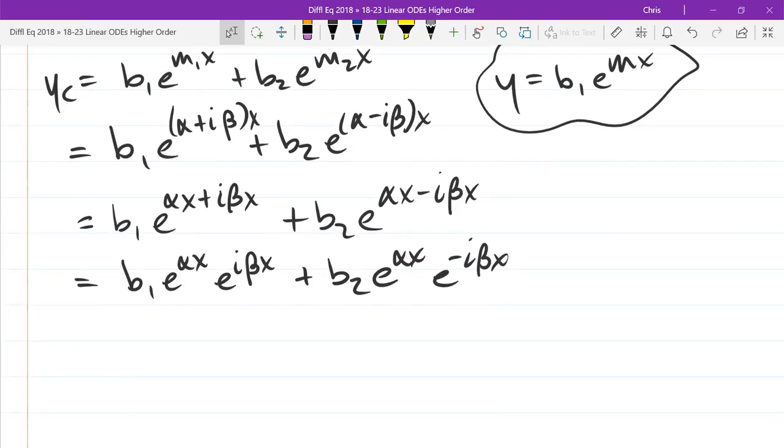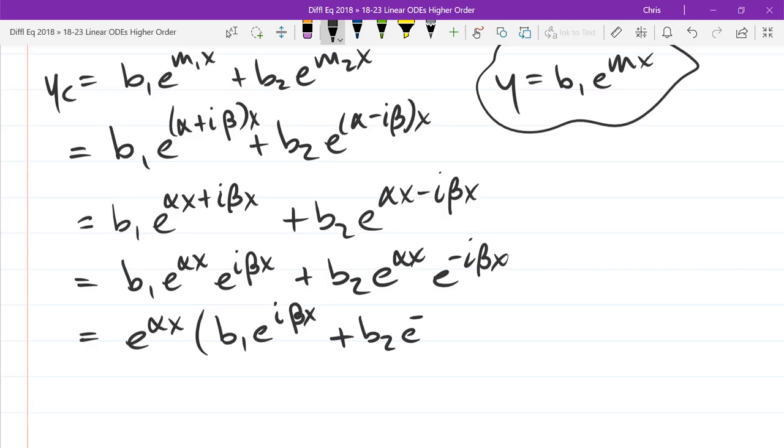What can I factor out? There's one term I can: e to the alpha x. That's in common, factor it out. There's other things that are similar, but that's the only thing I can factor out immediately. What about e to the i beta x? Why can I not factor the e to the i beta x out? Because one of them is negative. So I can't really factor it out.